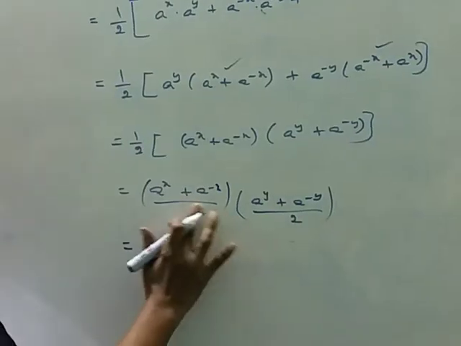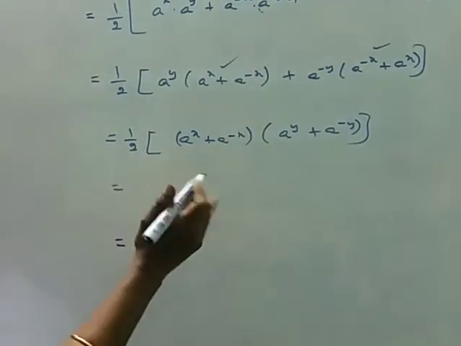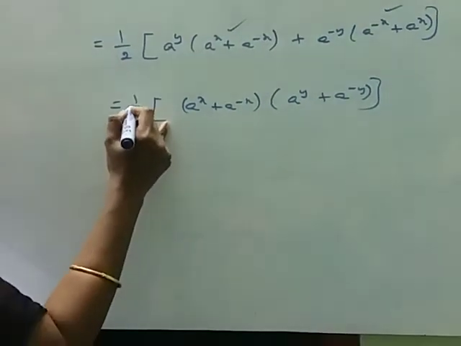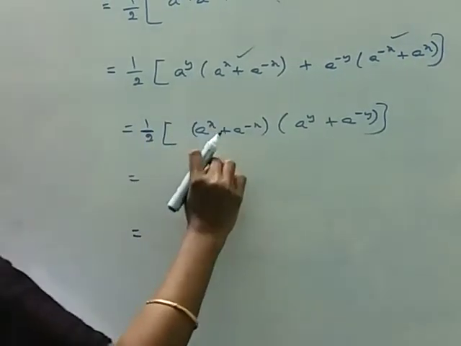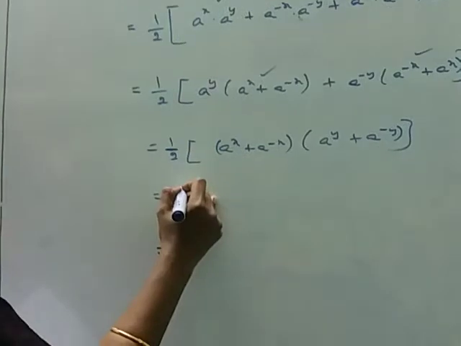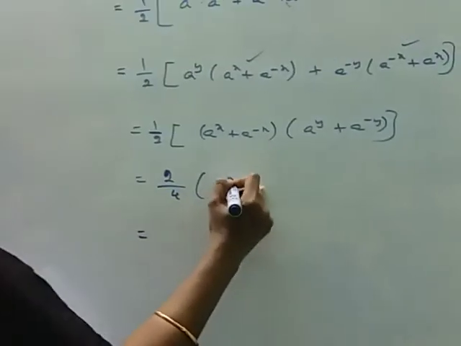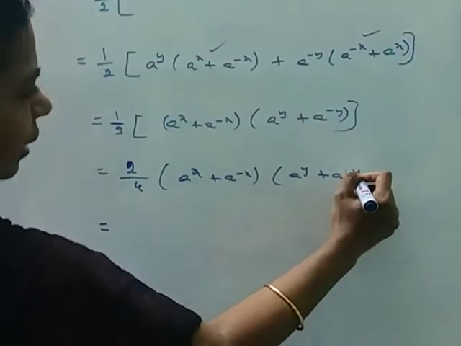Plus, so we are having only 1 by 2. To make the denominator 1 by 2, you have to multiply it and divide it by 2. So it becomes 4. Understand? We need the denominator as 2, that is why I am doing it like this.